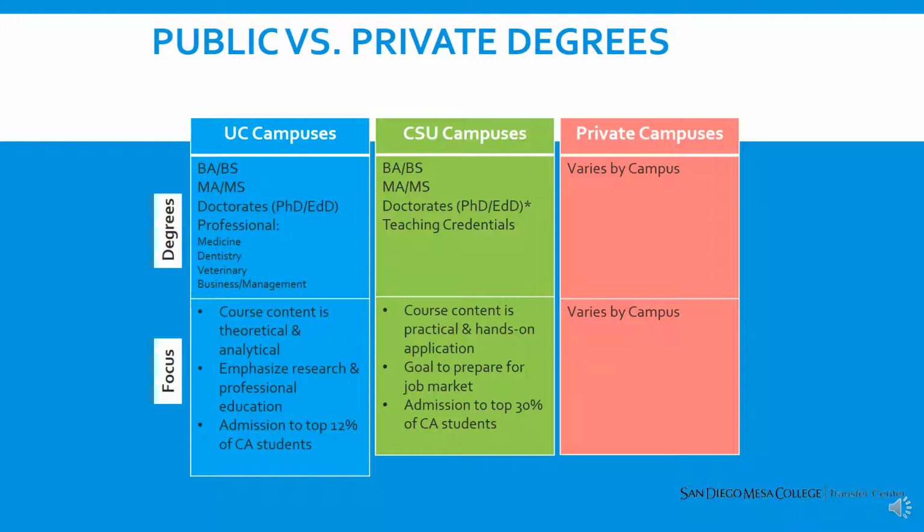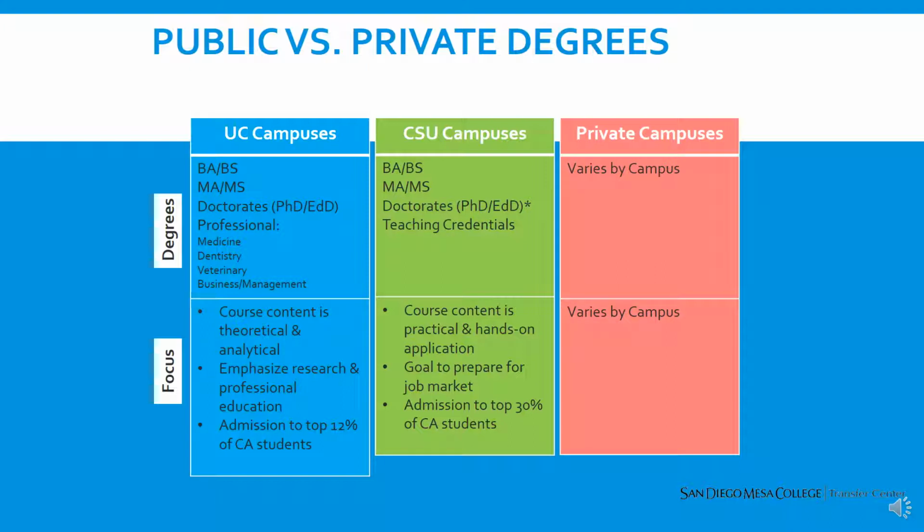It's also important to know if the campus has a particular emphasis. And again, that's more information that you can find directly on the campus website. UC campuses have a focus in theoretical and analytical research and often are preparing students for research opportunities and professional education beyond the bachelor's degree. UC campuses are designed to admit the top 12% of California students.